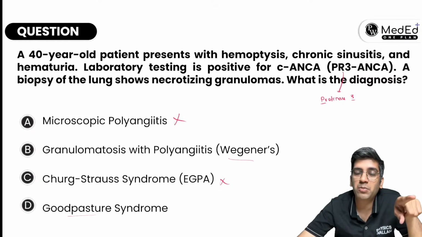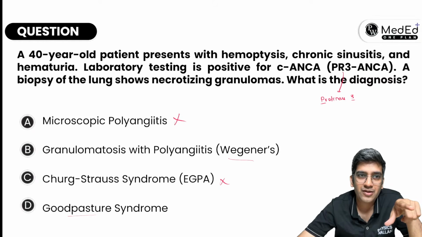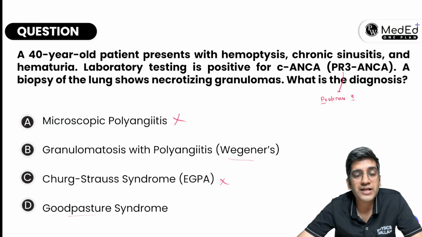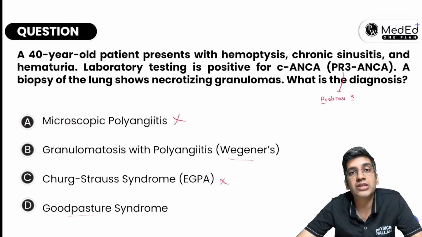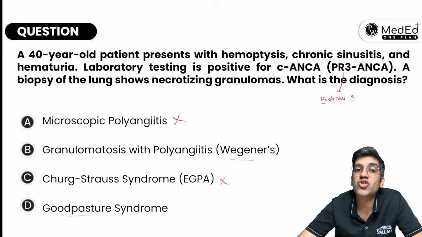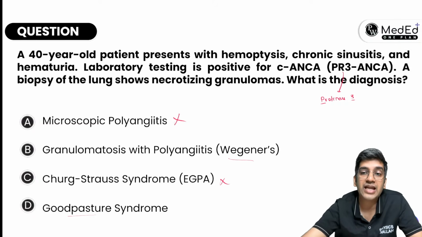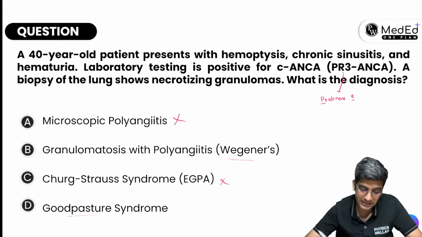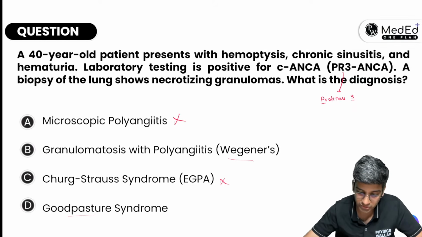Goodpasture will also have hemoptysis. Goodpasture will also have hematuria. That's why you got confused. You're absolutely right in getting confused. But Goodpasture will have antibodies against type 4 collagen or antibodies against the basement membrane. Here the question is not that. Lab test shows positivity for C ANCA. If it is C ANCA, it is undoubtedly Wegener's granulomatosis.